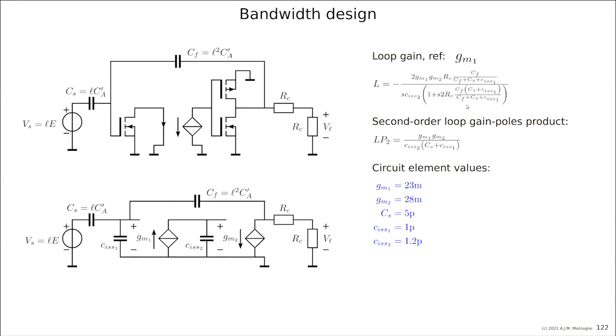And that is why I like to make it first completely in a symbolic expression, and then later on fill in the values, because this gives us a lot of information. Basically two integrators, GM1 with CISS1 plus CS, and GM2 with CISS2. There are two integrator stages cascaded, that's all. And then we have the product of the integrator gains as loop gain pole product.